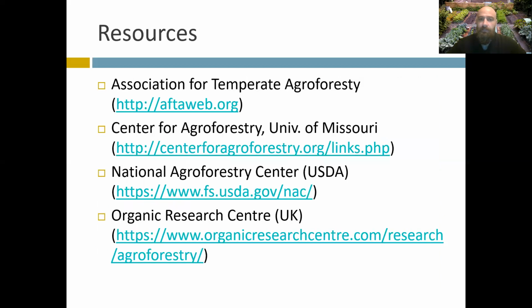I just wanted to list some resources on this last slide. First, the Association for Temperate Agroforestry, then the Center for Agroforestry at the University of Missouri, the National Agroforestry Center, which is part of the USDA, and then lastly, a resource from the UK, which is the Organic Research Center, which has a lot of resources available online related to alley cropping systems and agroforestry systems in general.